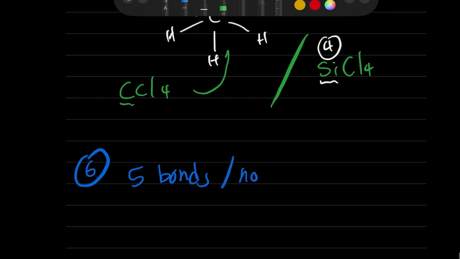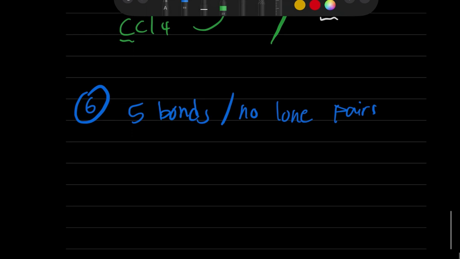Now let's go to case number 6, in which you have 5 bonds, okay, and no lone pairs. And actually it's represented by a famous example, which is PCl5. And the first thing is determining the central atom, and you can see this is a phosphorus. It's in group number 5, which means that it has 5 electrons in its outer shell.